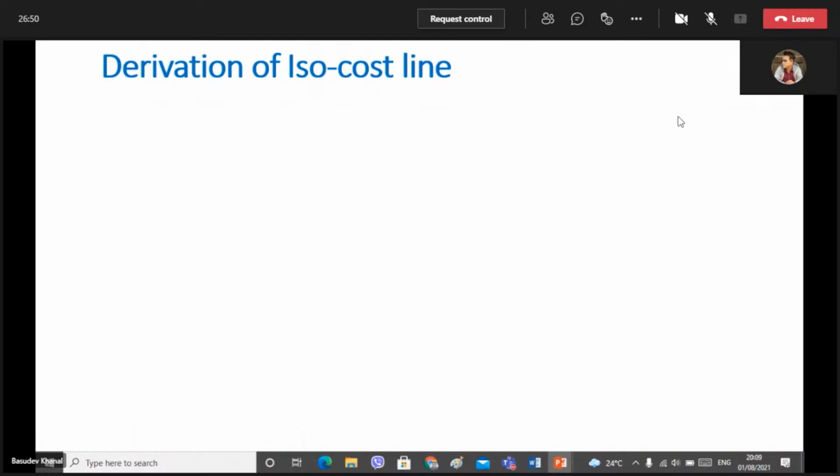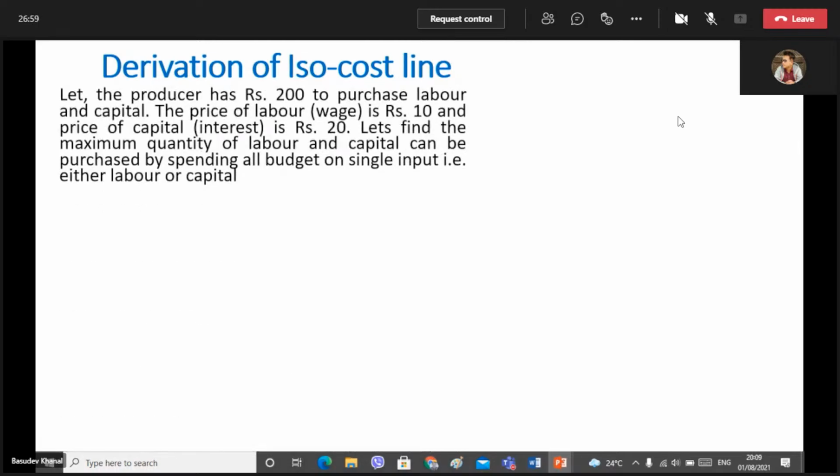Derivation of ISO cost line by using some numerical example or values. Let's say the producer has 200 rupees to spend to purchase labor and capital, and the price of labor is 10 rupees and price of capital is 20 rupees. Let's find the maximum quantity of labor and capital that can be purchased by spending all the budget on a single input, that is either labor or capital.